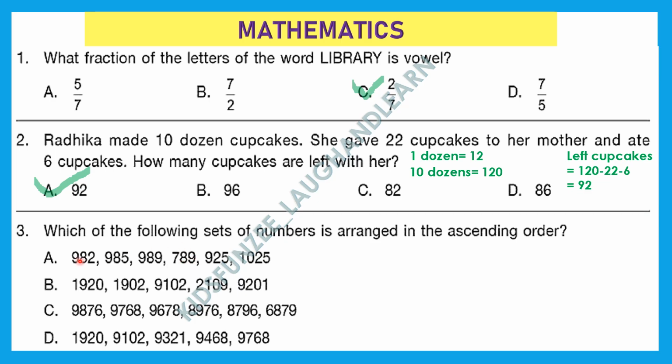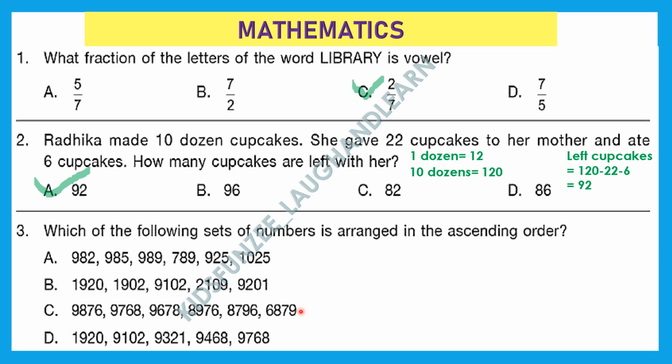Let's see option B. 1920, 190, 9102, 210, 99201. Here also, if you see, this is the smallest, 190. So this should have been first. So this is also not ascending order. Let's see C. 9876, 9768, 9678, 8976, 8796 and 6879. Here the smallest number is 6879. So this is also not ascending order because ascending order has the smallest number first.